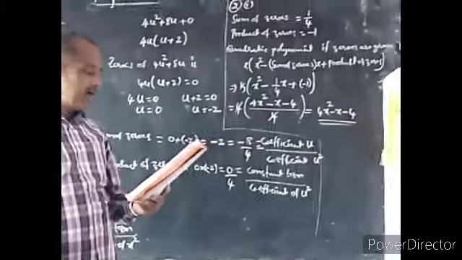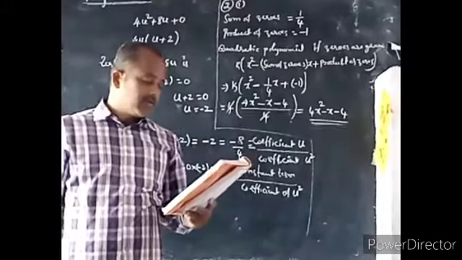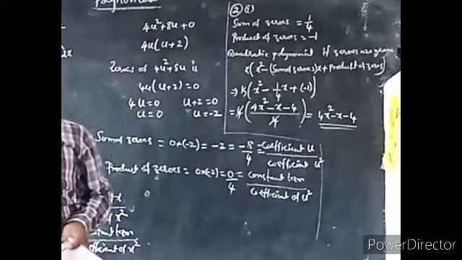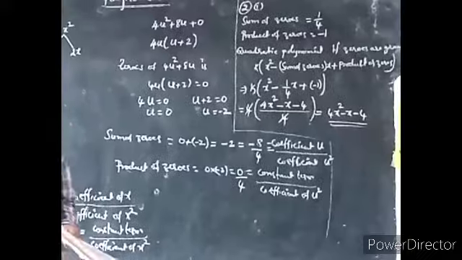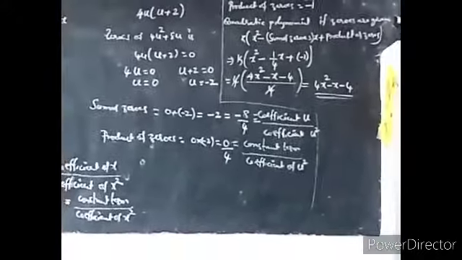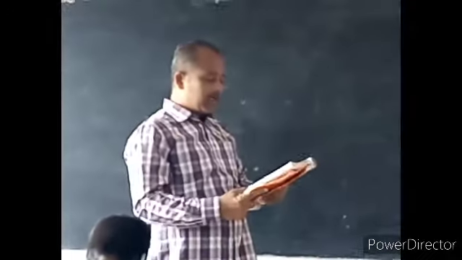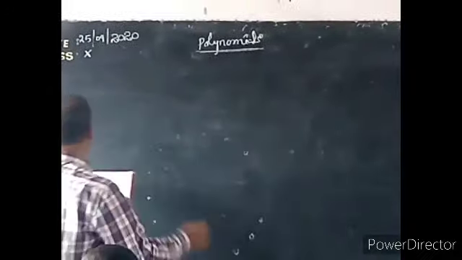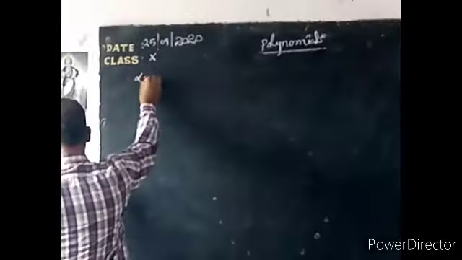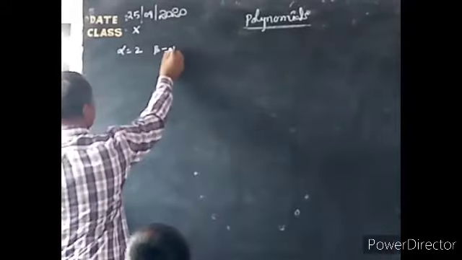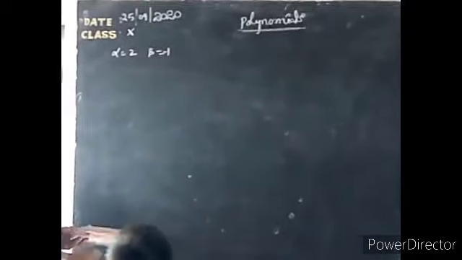Next one. Find the quadratic polynomials for the zeros alpha and beta given in each case. Alpha and beta is given in each case, here separately given. Third one. Find the quadratic polynomial for the zeros alpha beta given in each case. That means alpha is given. First one. Alpha is 2 and beta is minus 1.